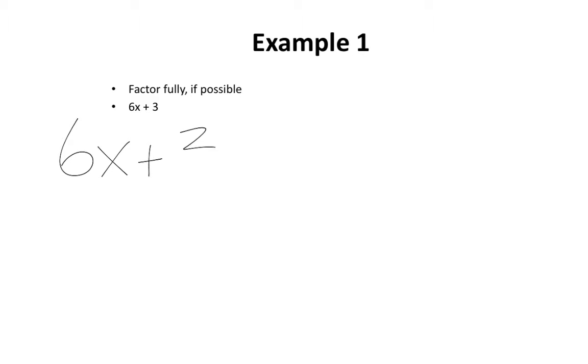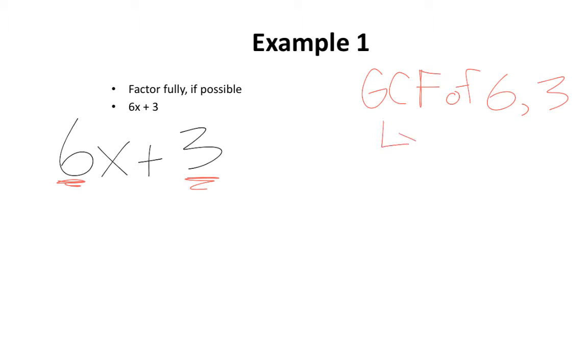6x plus 3. The first step in factoring is to look at all of the numbers which are present. They may be coefficients, they may be constants. Here we have a coefficient of 6, and here we have a constant of 3. We are going to ask ourselves, what is the greatest common factor of 6 and 3? So let me write that on the side. Greatest common factor of 6 and 3. You can probably figure this out in your head, or you can use prime factorization. The greatest common factor of 6 and 3 happens to be 3.